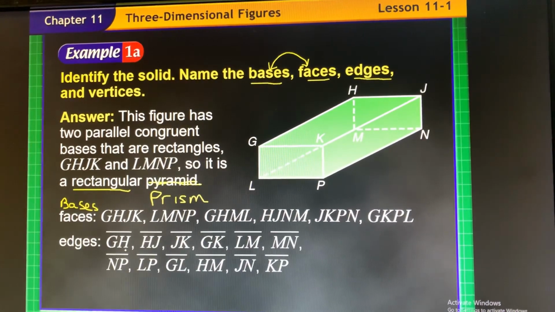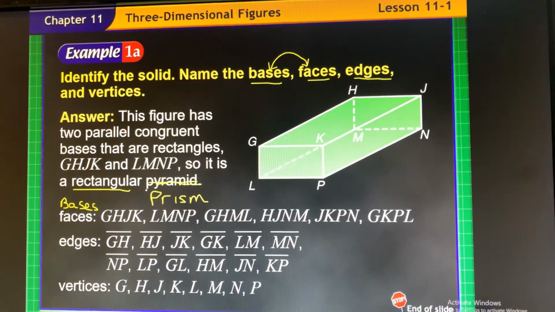Then you have your edges. Your edges, remember, just connect vertex to vertex, and you have to name all of them. Think about it. You have four edges going around each base. So that means you have 8 edges for the bases, and then you have edges that go all the way around. There's 4 of them. So you have 4 here, and 4 in the center. So make sure you count them first.